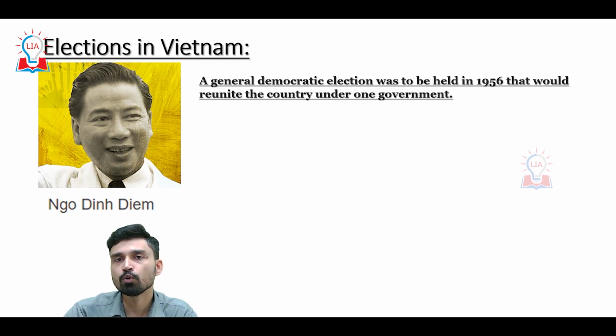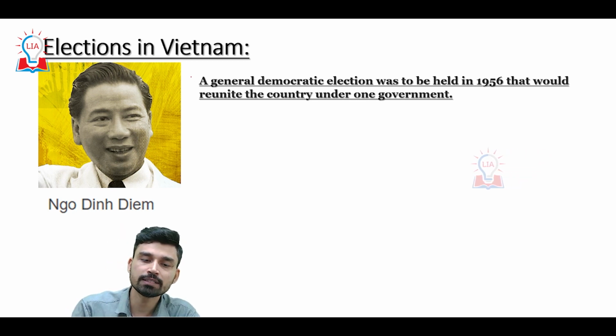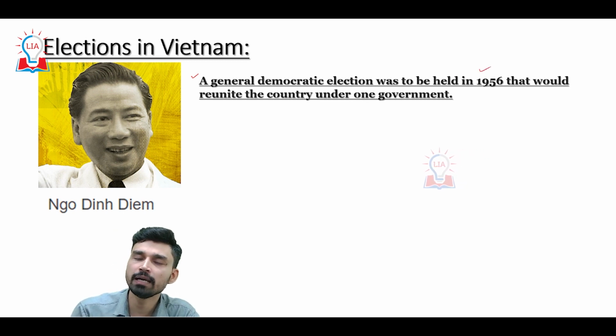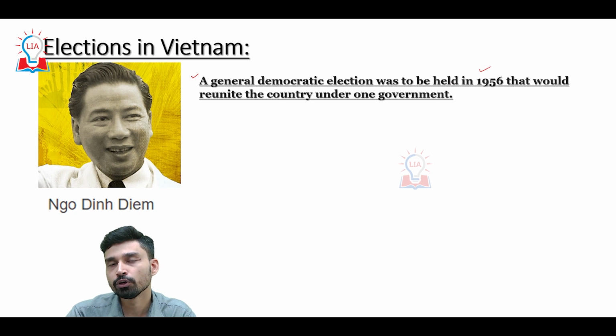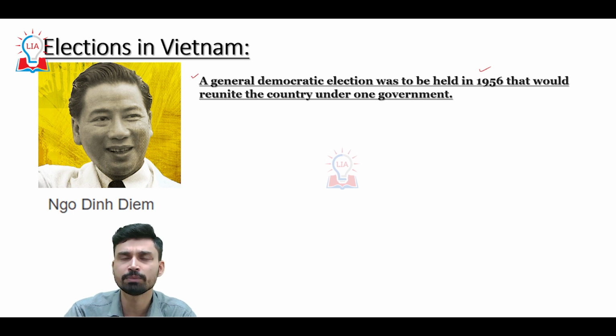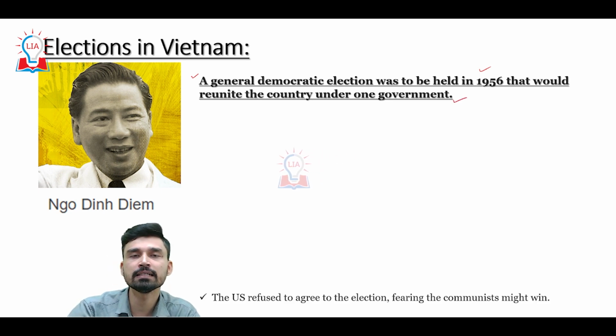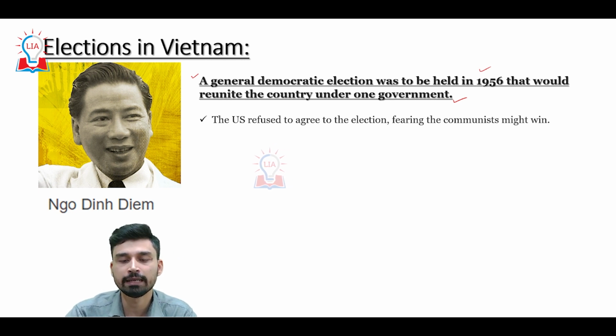The most important outcome agreed upon in the Geneva Accord was that after some time, when the French forces had withdrawn, a general democratic election would be held in 1956 that would reunite the country. The temporary division was not going to last for a long period of time. It was merely for a 2-year period. After this, the country would be reunited under a single government after the democratic elections.